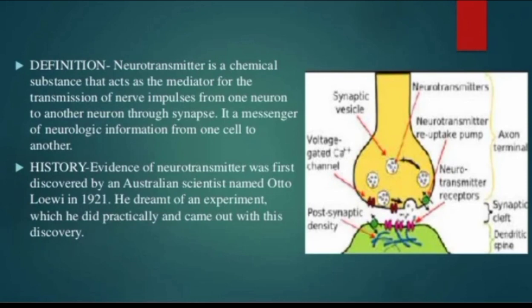History. Evidence of neurotransmitters was first discovered by an Austrian scientist named Otto Loewi in 1921. He dreamed of an experiment, which he carried out, and came out with his discovery.